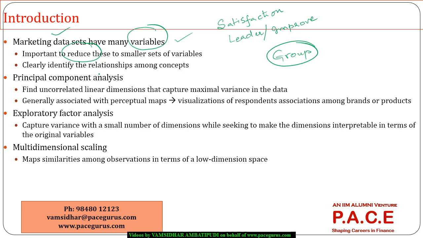The moment I am able to reduce them, that is what gives me the possibility to identify the relationships among the various concepts. When I have 20 different variables, I cannot understand the broad relationship between the variables. But if I am able to reduce these 20 into 3, by grouping them into 3 different components or groups, I can assess the relationship between these three quite comfortably. That is the major intention here in the context of marketing variables.